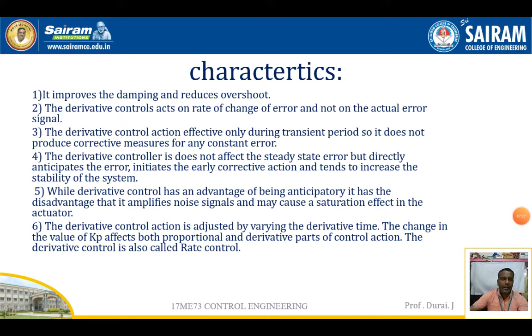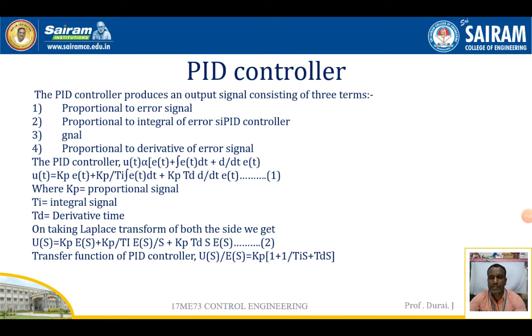Then we will see the last controller, that is the PID controller. The PID controller gives an output signal consisting of 3 terms. Before, we saw only the proportional plus integral controller and the proportional plus derivative controller. Now it is the proportional plus integral plus derivative controller. So the output is based on 3 terms: proportional to the error signal, proportional to the integral of the error, and proportional to the derivative of the error signal.